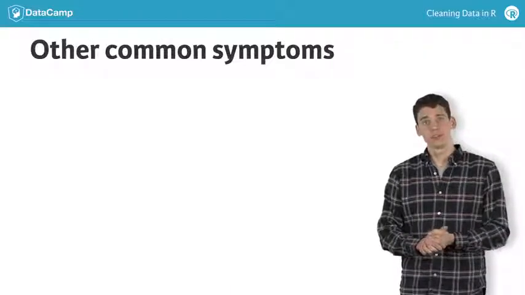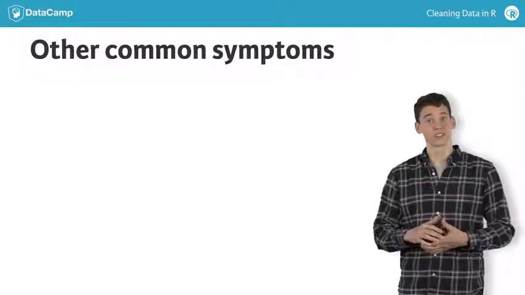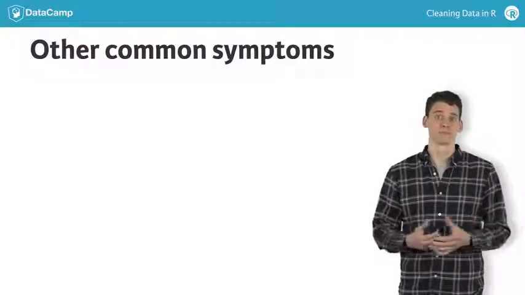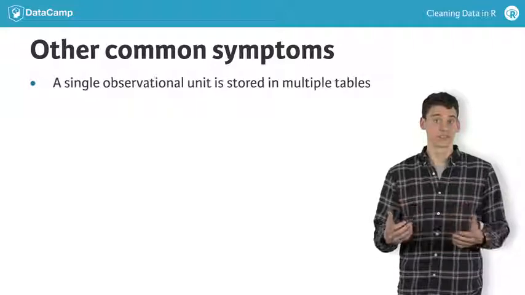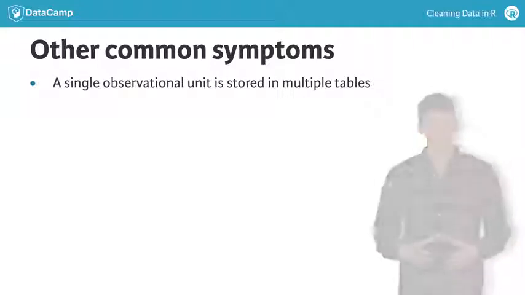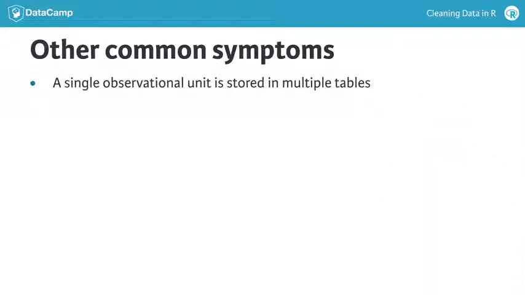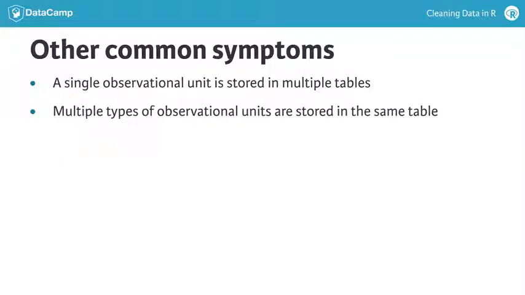Finally, there are 2 additional messy data symptoms that arise frequently enough to mention here. The first is when you have a single type of observational unit, for example, people, stored in more than one table. The second is when you have more than one type of observational unit, for example, people and pets, stored in the same table. Because joining and splitting tables is beyond the scope of this course, we'll just give a brief example of the second case.